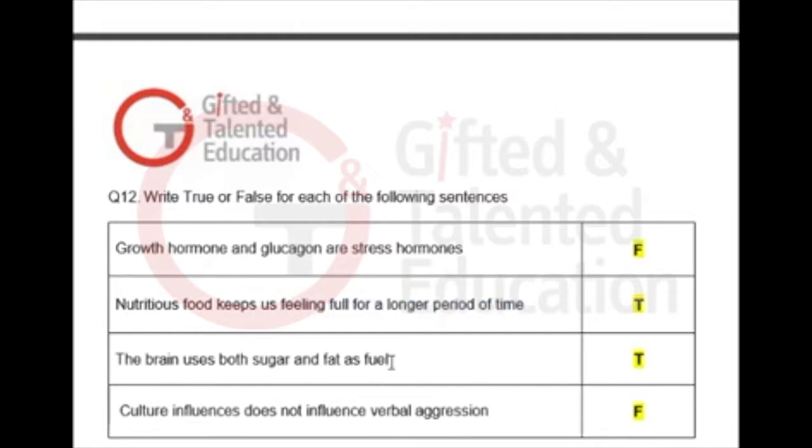How about the next statement? The brain uses both sugar and fat as fuel. Well, this is a tricky one, but I'm sure you'll be able to find out.